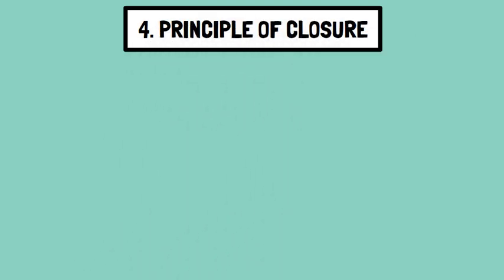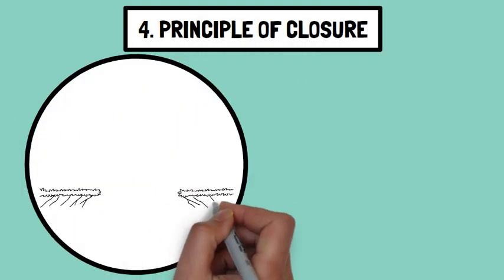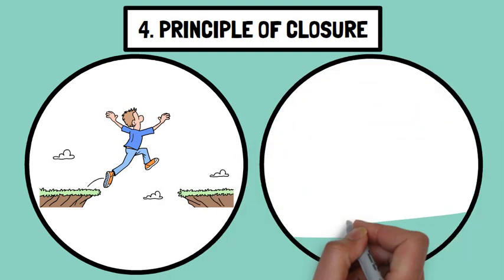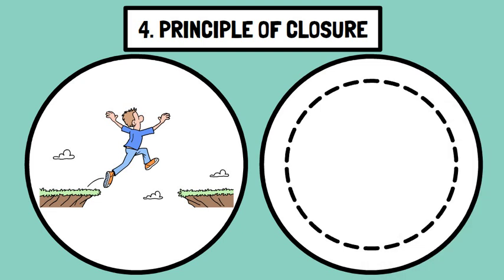Number 4. Principle of closure. This principle states that we mentally fill in gaps to perceive complete figures. A dotted outline of a circle is perceived as a whole circle even though it is incomplete.